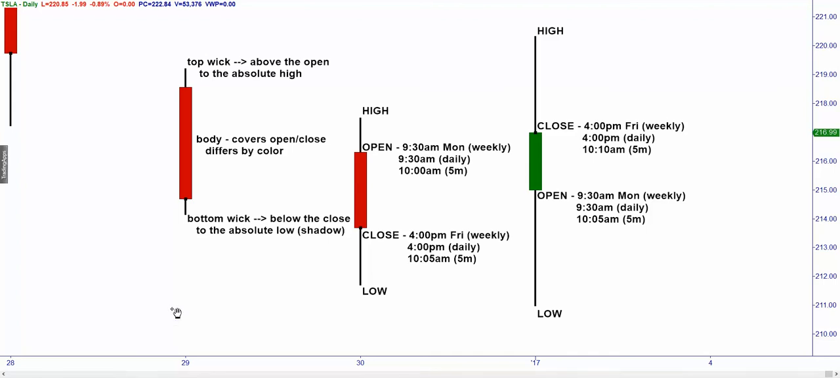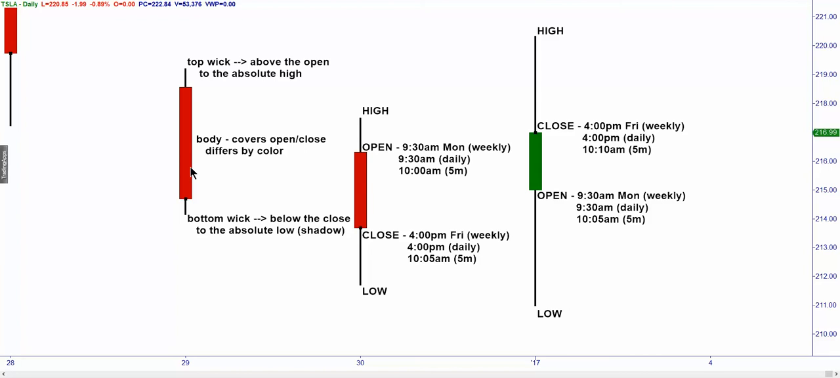And so, unlike the bar chart, if you recall with the bar chart that I showed you, there was that little left tick that corresponded with the opening price, and that little tick on the right side of the bar that corresponded to the close. Frankly, those are a little pain in the neck to look at. They're kind of small. They really don't highlight anything, and they're kind of annoying.